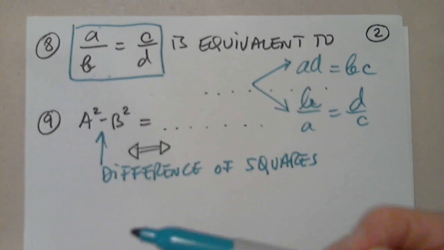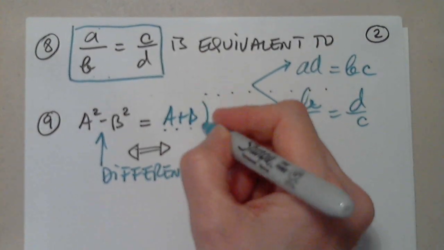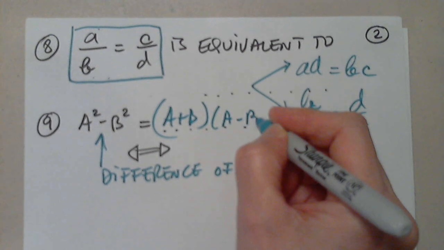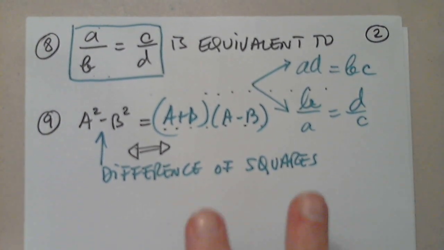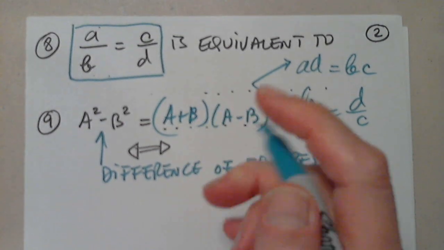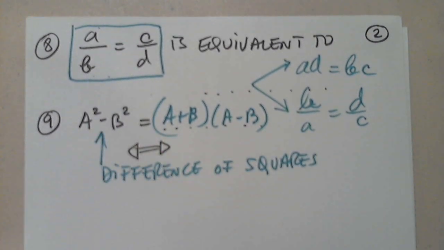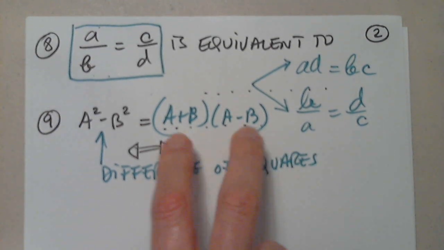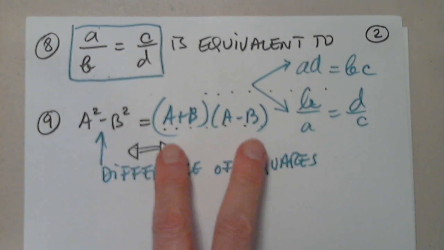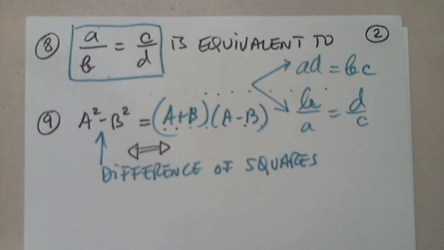A plus B times A minus B. Thank you very much. Excellent. That's it. That's the difference of squares. And of course I can have this and come up with the difference of squares, and I can have this and factor it. So I can multiply and get this, or I can factor and get this. So please remember that, it's very important. Good.